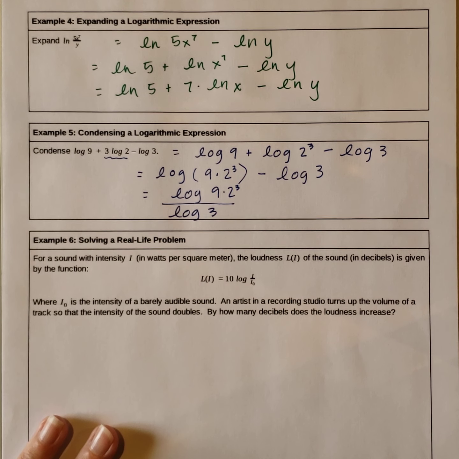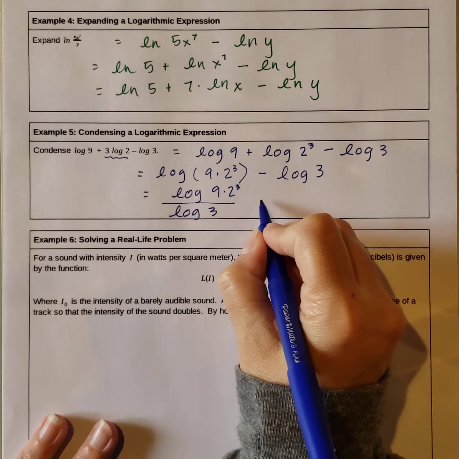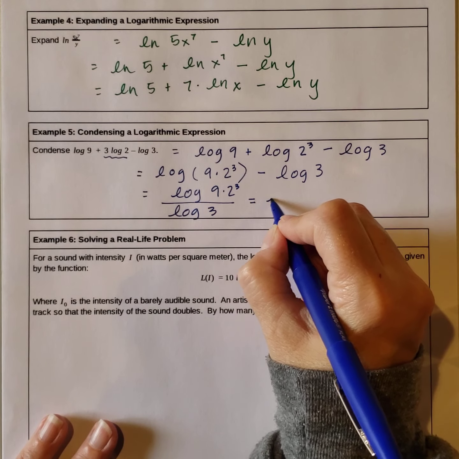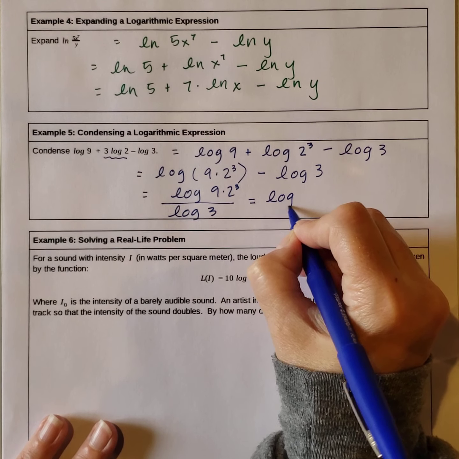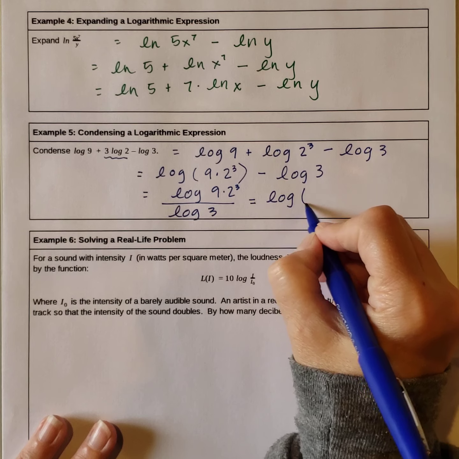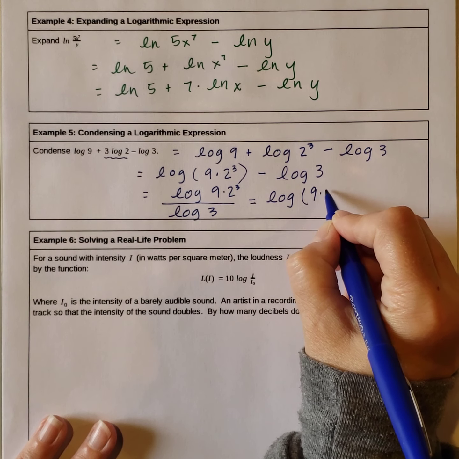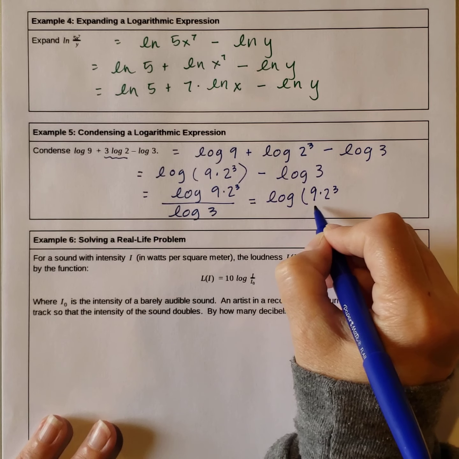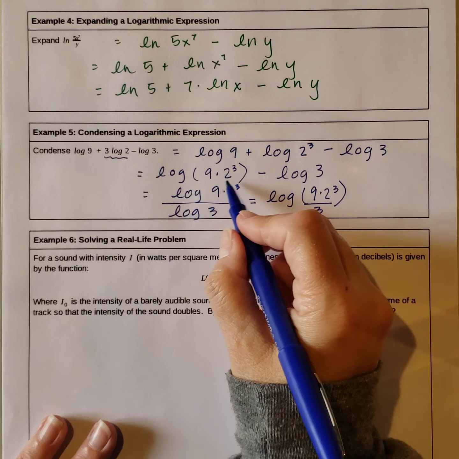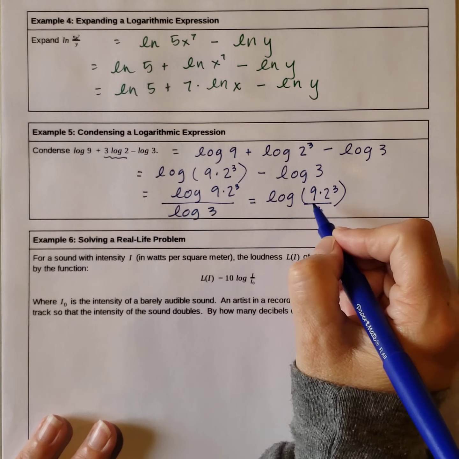And the last step that we can take, there's a couple steps actually. I'm going to put log out in front. And then I have 9 times 2 cubed over 3. So I've taken the log out of both the numerator and denominator and put it out front.